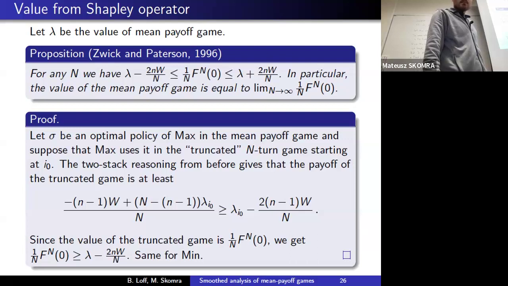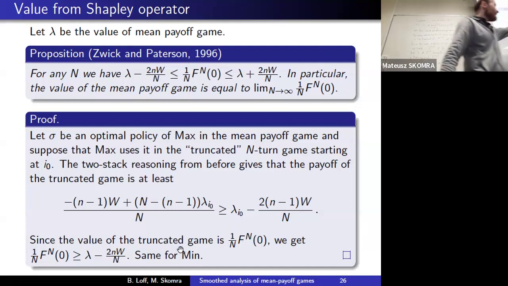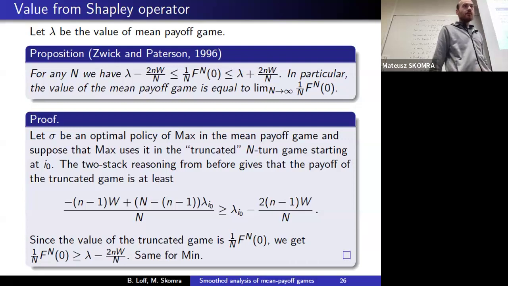Sigma may not be optimal. Sigma is optimal in the mean payoff, but you use it in a truncated game. Yeah, but you still get it. But the value of a truncated game, as we just said, is at least this thing, because that's the value of the truncated game. So we get that this thing is at least this, because in this truncated game, you can do better than sigma. So we can get higher payoff than this. And same for mean. For mean, you get the opposite.